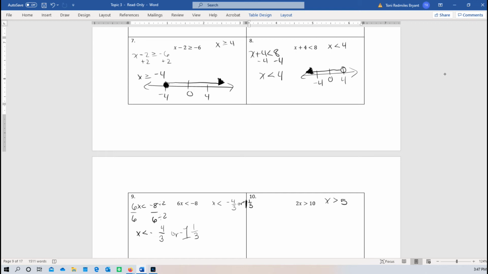All right, if I were to graph that, x is all the values less than, so they're the smaller ones to the left.